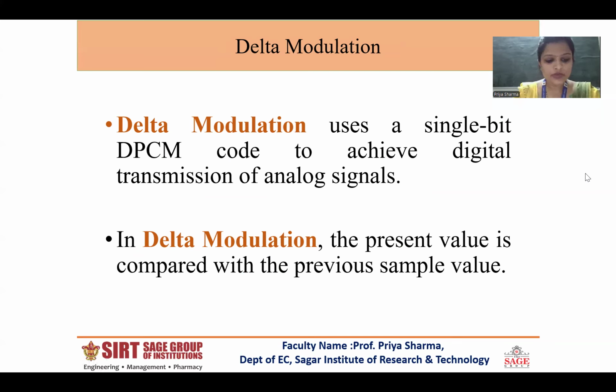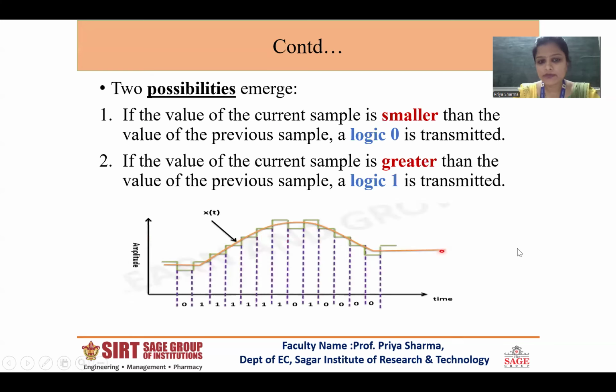Okay. So delta modulation uses a single bit differential pulse code modulation code to achieve the digital transmission of analog signals. In delta modulation, the present value is compared with the previous sample value. So basically, only two possibilities will occur in this. What would be the two possibilities?